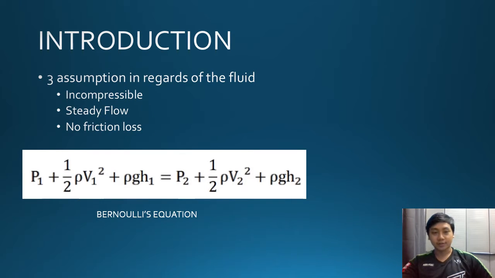Three of the main assumptions are that the fluid is incompressible, it has steady flow, and it has no friction loss. This is the Bernoulli equation: pressure plus 1/2 rho v squared plus rho g h equals the same.